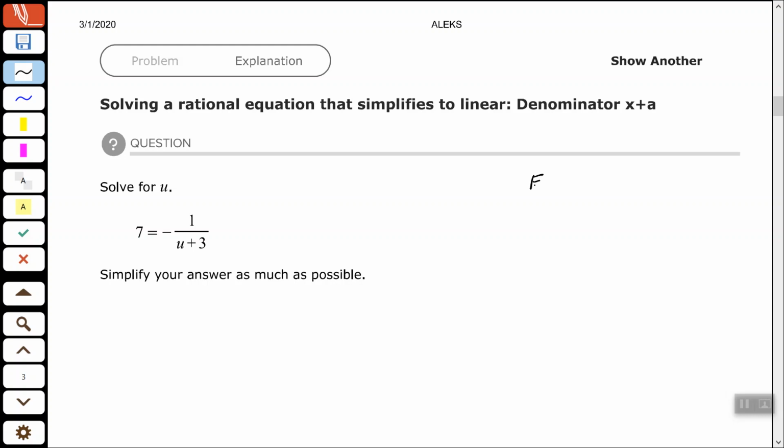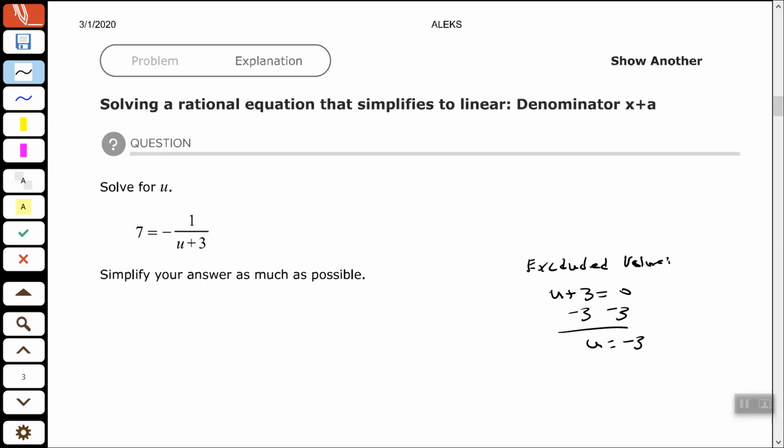So to find your excluded value, and you may or may not use it, but you need to know what your excluded value is just in case you solve this equation and end up with the excluded value. So to find your excluded value, you take any denominator that has a variable in it, take that expression, set it equal to 0, and solve. So u plus 3 equals 0. Subtract 3 from both sides. The excluded value is -3.